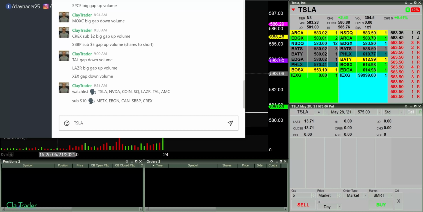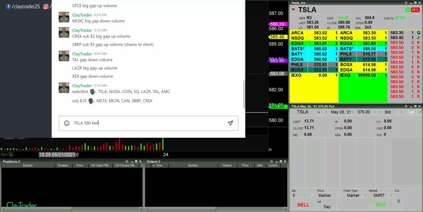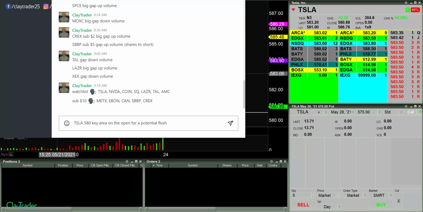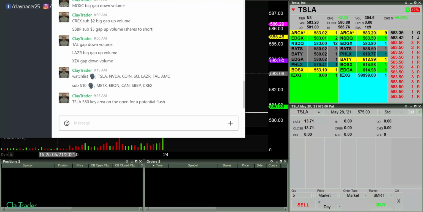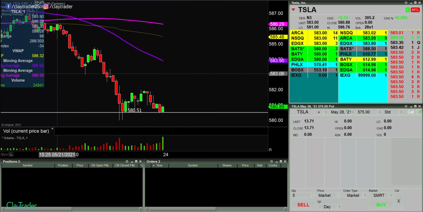But Tesla, 580 key, key area on the open for a potential flush. Flush meaning wanting the price to go down. So just documented right now, 580 is a level that I've alerted to members. I've not taken any action with it, but 580, one of those levels that I think is going to stand out quite a bit, and we'll see if it comes into play. Market opens now here in less than 5 minutes, but like I said, just wanted to get that documented so you know that this is all being done beforehand, no hindsight or anything like that.